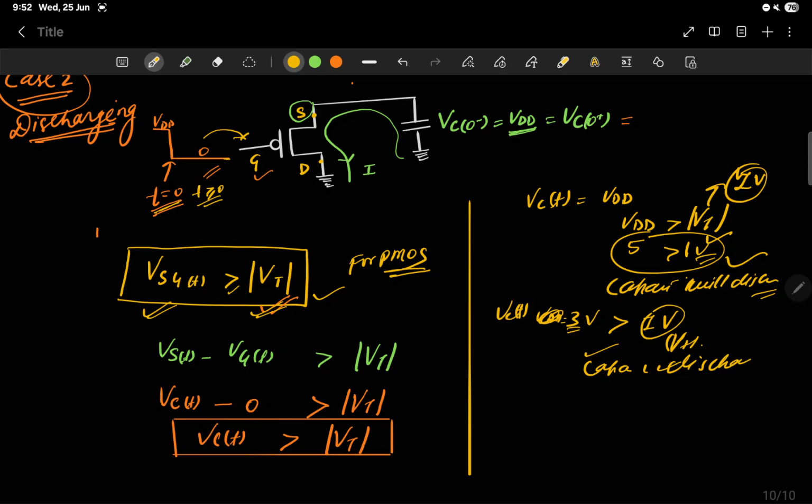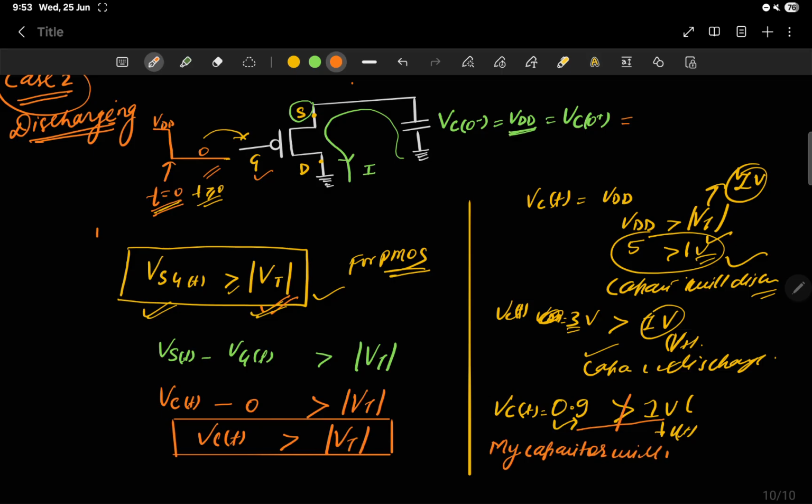But what if this voltage becomes 0.9? If my Vc(t) becomes 0.9, and here this is my Vs(t), and this is my Vc(t), is this inequality holding true? No, this inequality is not holding true, and what will happen? My capacitor will not discharge.